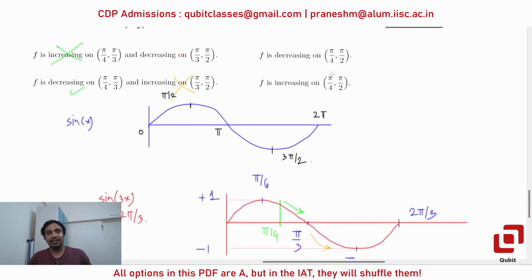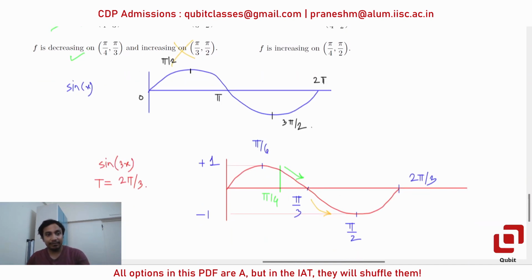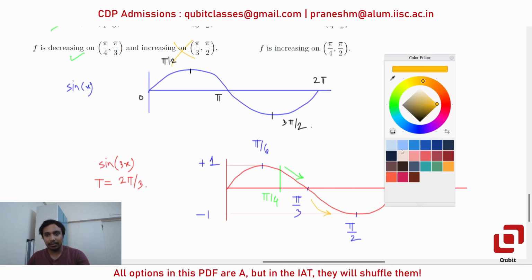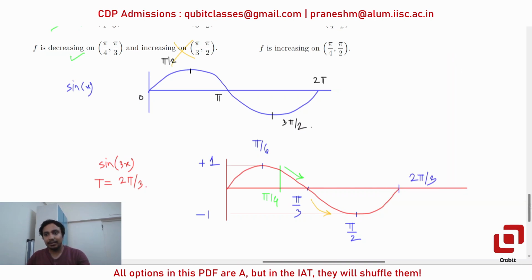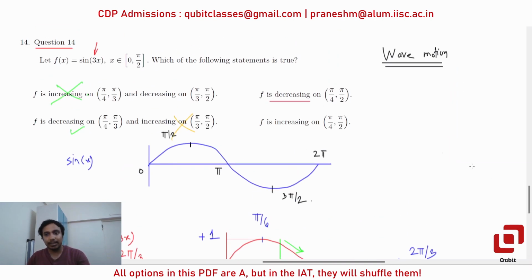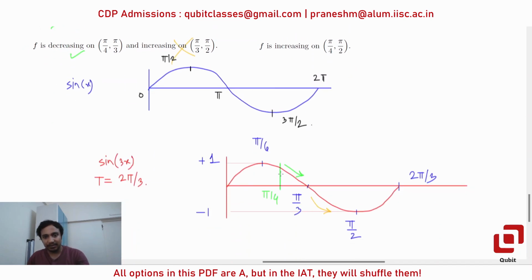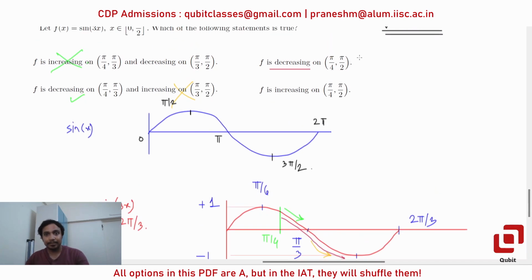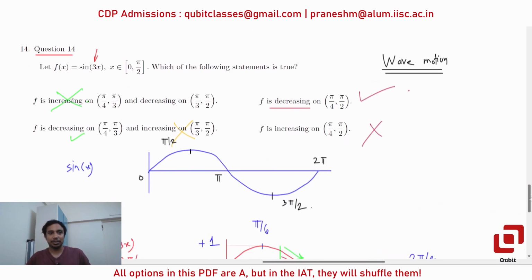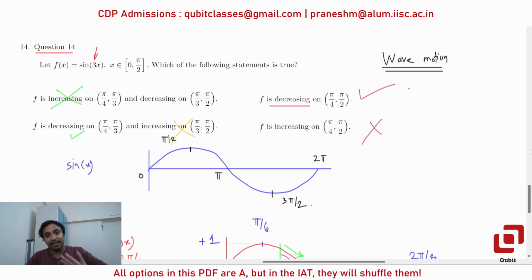Next option, f is decreasing on pi by 4 to pi by 2. Is it true? Let me change a color. Is it true that f is decreasing on pi by 4 to pi by 2? Pi by 4 is here, pi by 2 is here. So answer is yes, it is decreasing and not increasing. So we should mark that particular option. Okay, now let's verify this graphically, whether it indeed decreases in the interval pi by 4 to pi by 2.